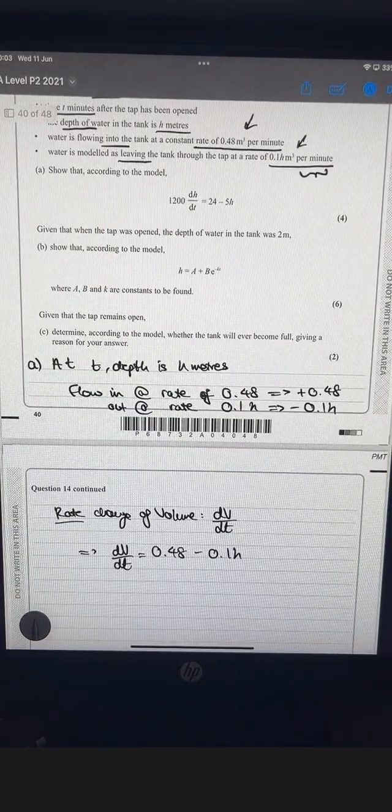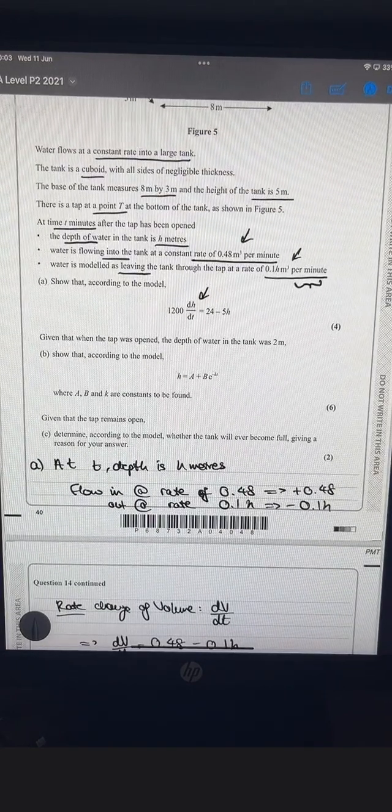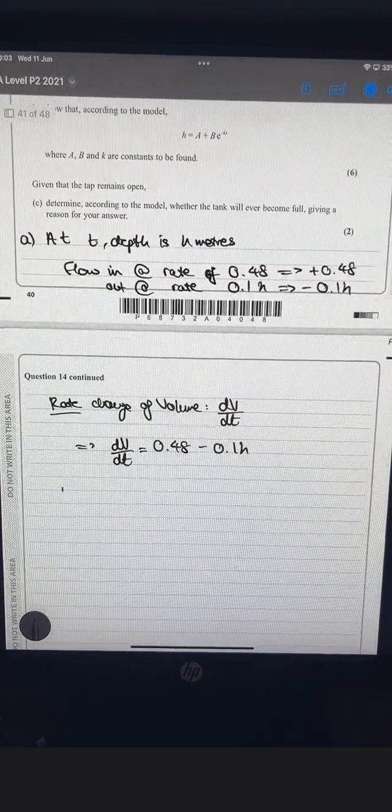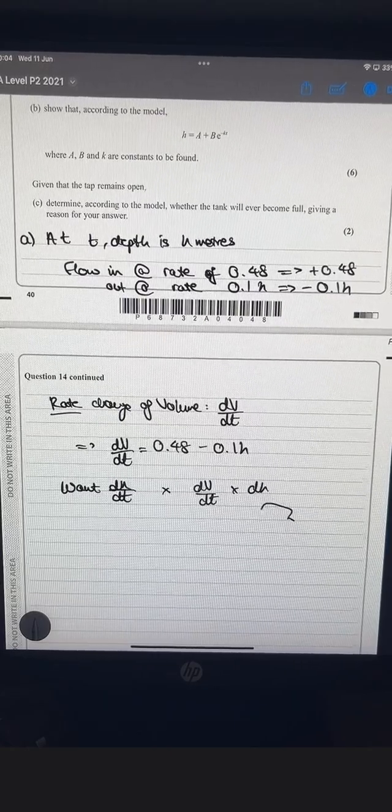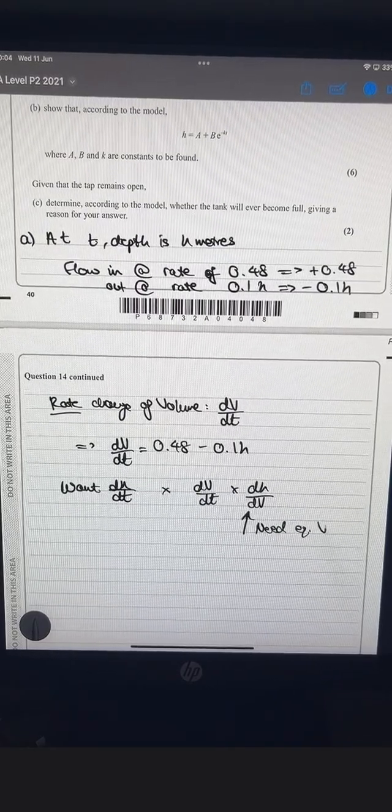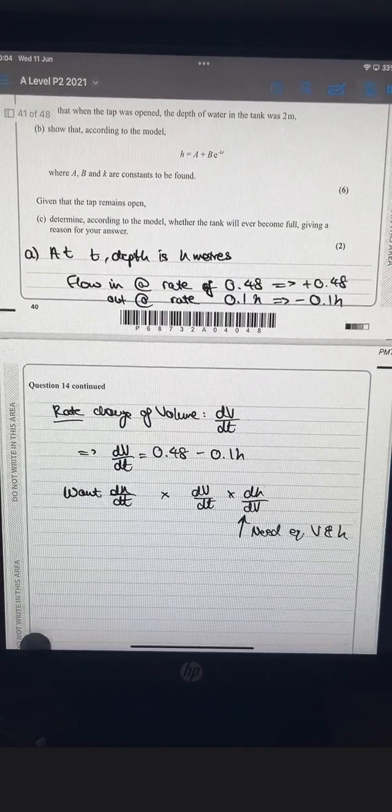Do I want dV by dt? No, I want dH by dt. How am I going to get that? I could multiply this dV by dt by dH for my numerator, and for my denominator I want to get rid of the dV. So this tells me I need an equation in terms of V and H, so I can differentiate that to find dV by dH. Are we following along so far? Hopefully this is making sense as I'm going as slow as I can. So I just need to find an equation for volume in terms of height.